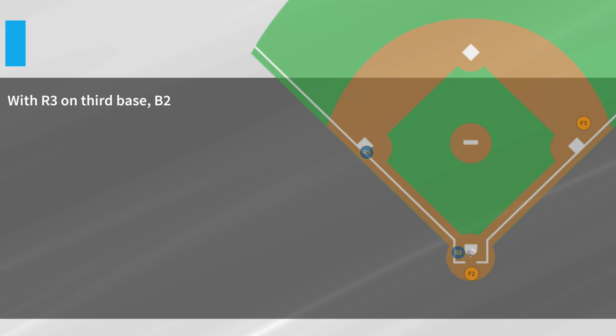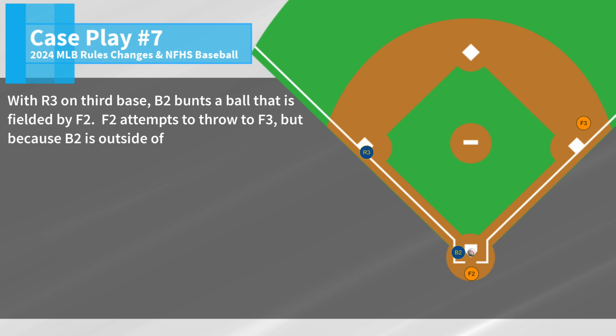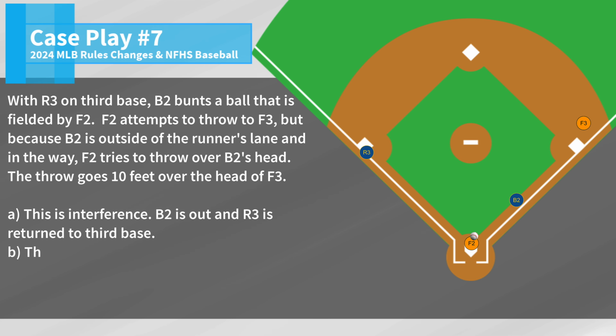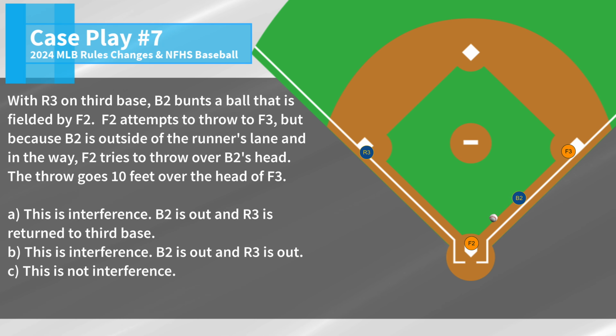Case play number 7. With R3 on third base, B2 bunts a ball that is fielded by F2. F2 attempts to throw to F3, but because B2 is outside of the runner's lane and in the way, F2 tries to throw over B2's head. The throw goes 10 feet over the head of F3.